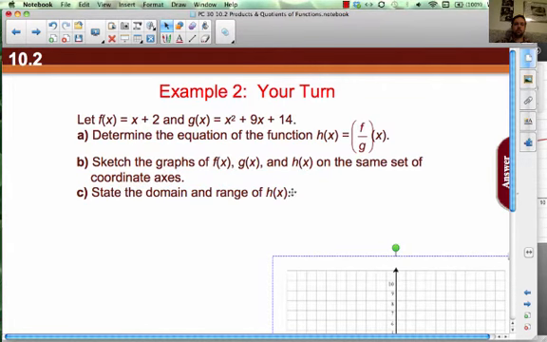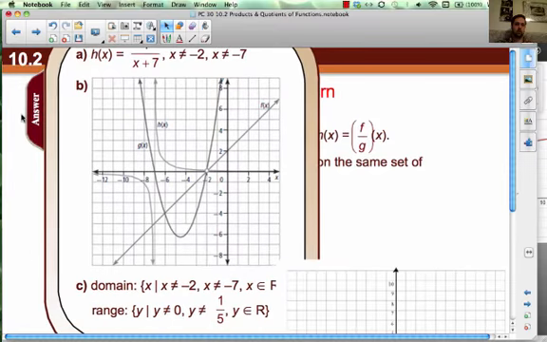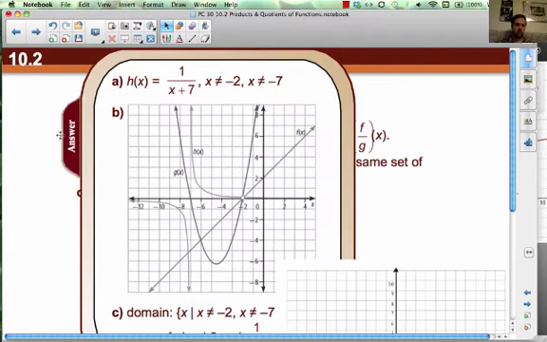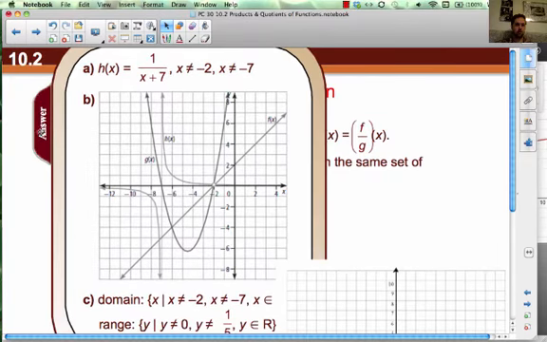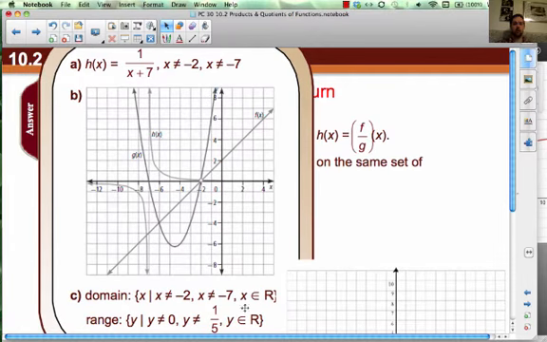Here's another your turn for you to go ahead and try. If it doesn't go so well, especially with the range part, you can ask me about this tomorrow. Here are your answers. Okay. So there are your answers.